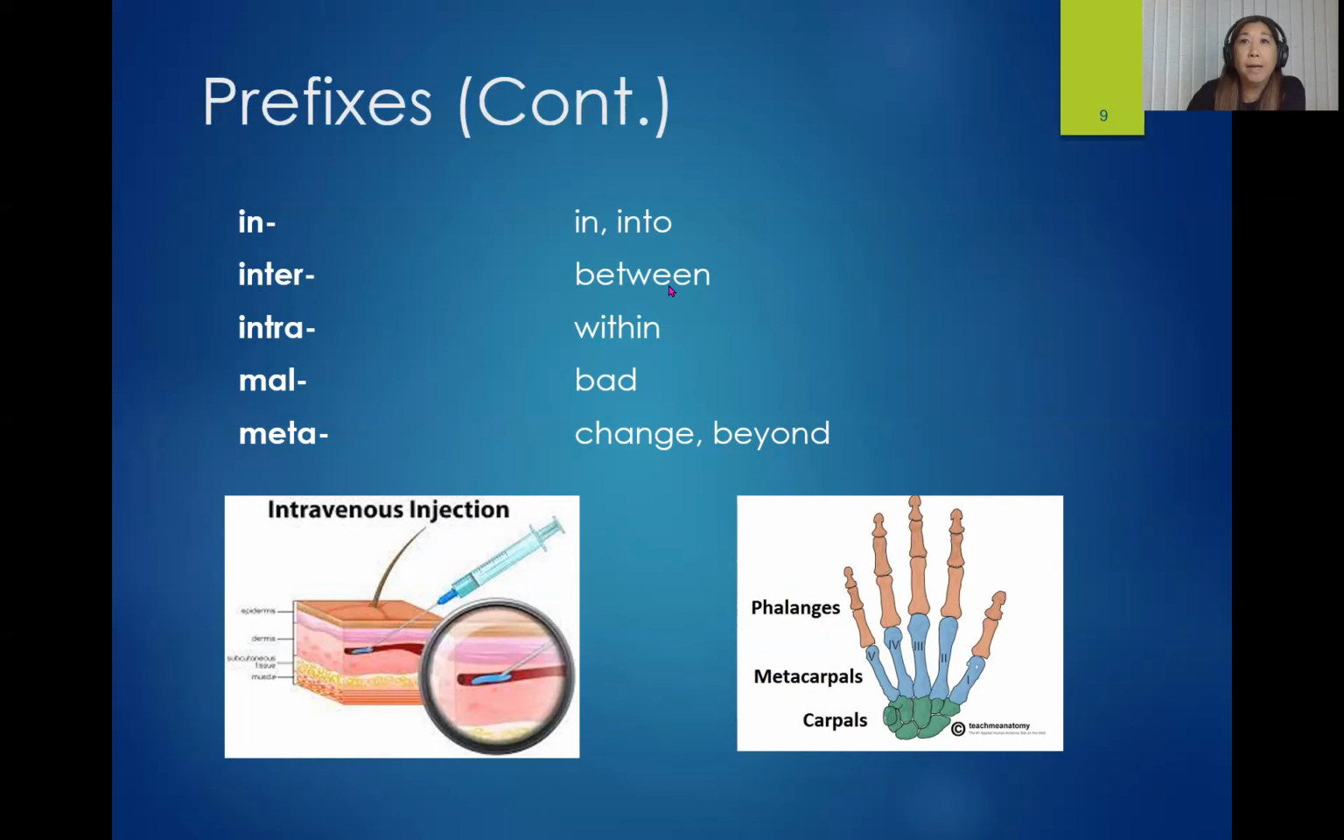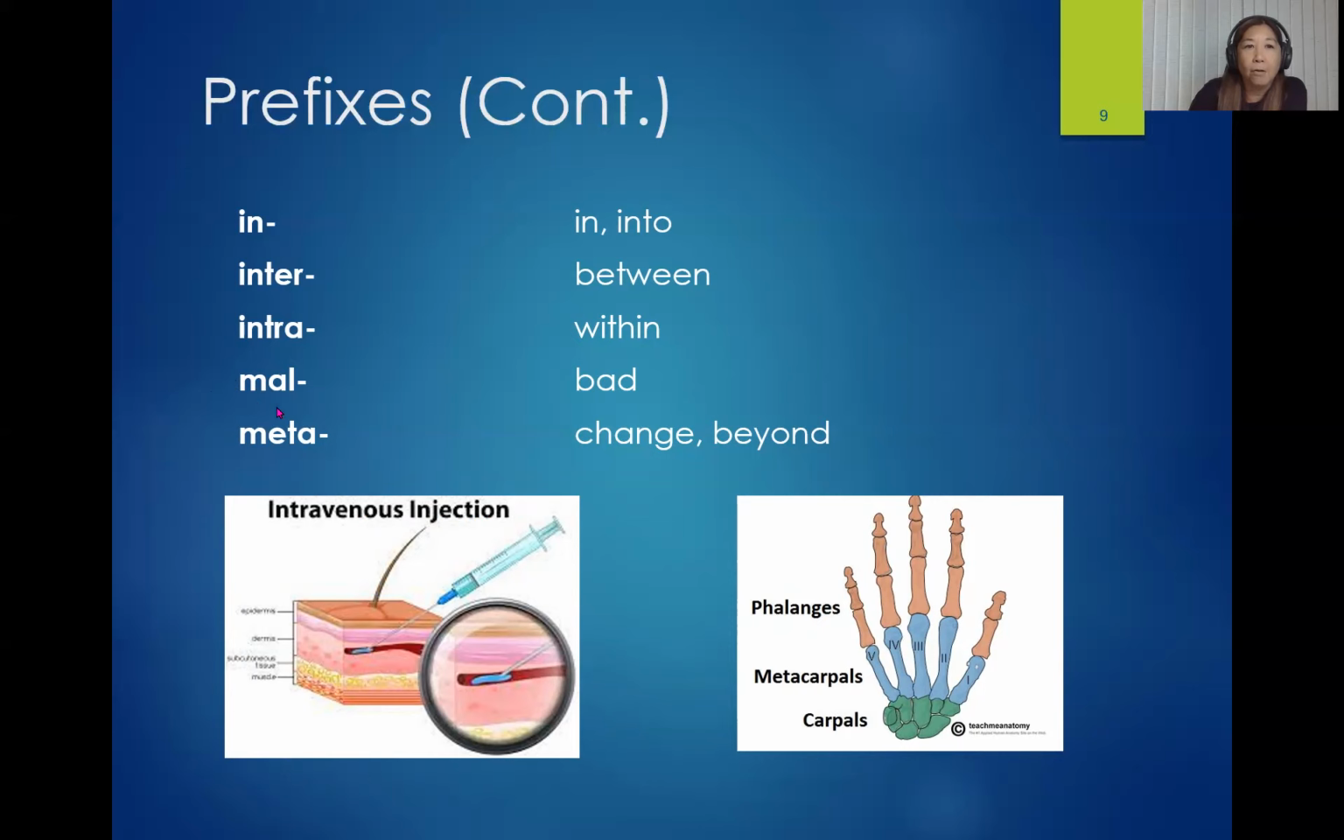Inter means between, right? So if you think of intervertebral disc, right, that's the space in between the vertebrae. Intra means within. So intravenous means within the vein, right? We poke our needle inside the vein and we deliver our radioactive material within the vein. You can have intrahepatic, which is a lesion, say, that is inside the liver. And you can have intracranial if a lesion is inside the brain cavity.